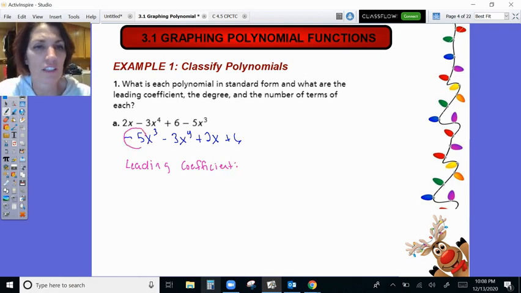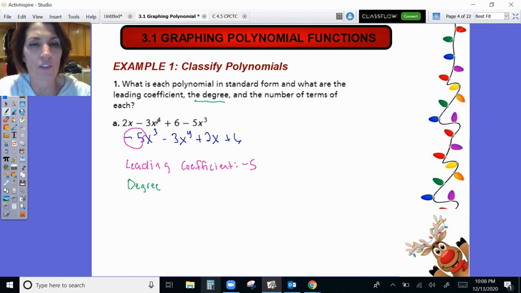Leading coefficient is -5. It's the very first term. You have to have it in standard form first to be able to identify that, right? Okay. What is my degree? So my degree of my polynomial is my highest degree once I get it in standard form. So my highest degree is 3. So it's a degree of 3.